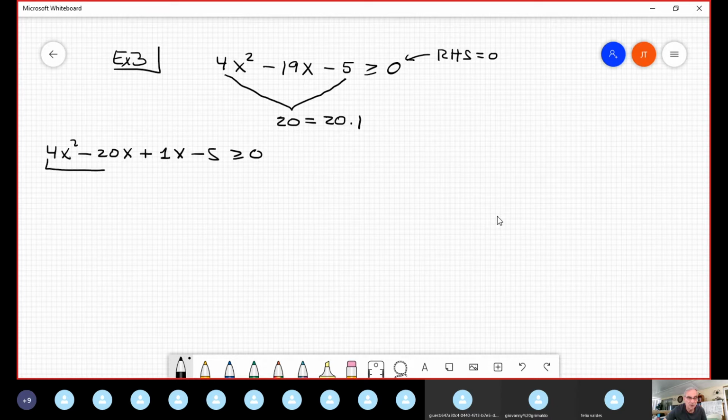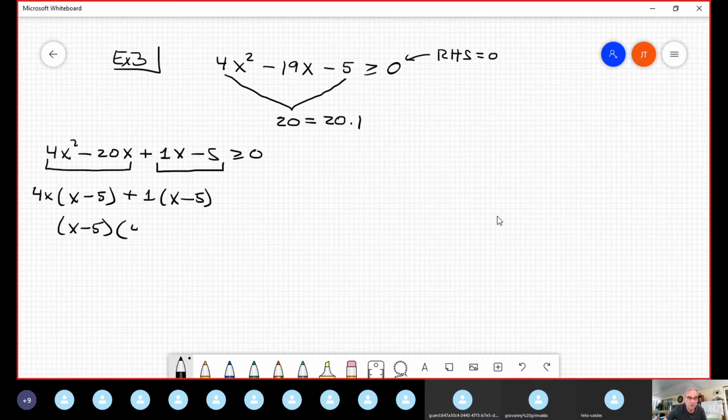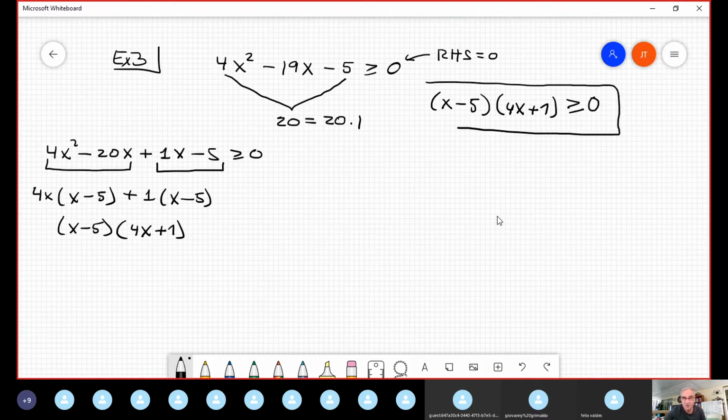If you want to put it greater than 0, but this is not important now. And you apply factorization by grouping this and grouping that. The greatest common factor here is 4x, x minus 5. The greatest common factor here is 1, x minus 5. And x minus 5, again, is the greatest common factor, 4x plus 1. Okay, and this is the factorization. Let me copy it: x minus 5, 4x plus 1, greater than or equal to 0. This is my new inequality after the factorization.